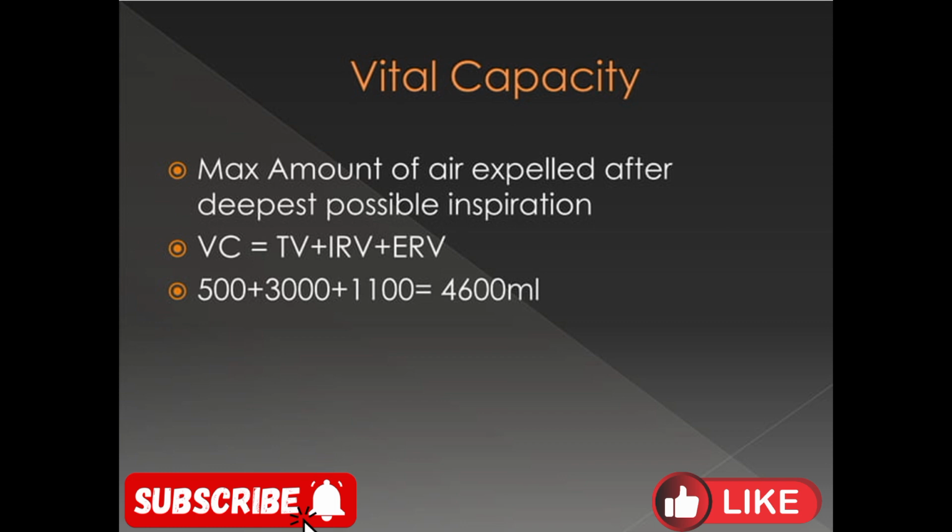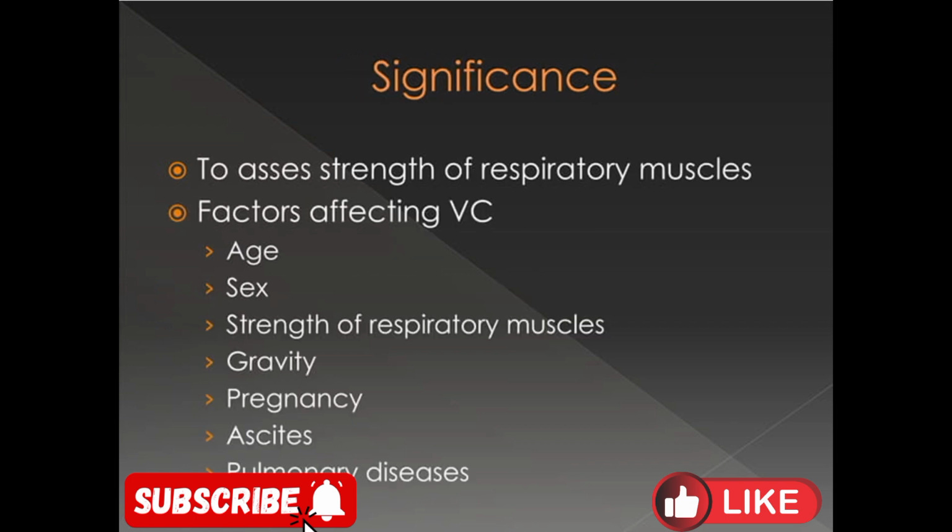Then what is vital capacity? The maximum amount of air expelled after the deepest possible inspiration is known as vital capacity. So vital capacity is equal to tidal volume plus inspiratory reserve volume plus expiratory reserve volume. As we know, tidal volume is 500 ml and inspiratory reserve volume is 3000 ml, while 1100 ml is the expiratory reserve volume. So a total of 4600 ml is the vital capacity of human beings. Vital capacity depends upon age, sex, strength of respiratory muscles, gravity, pregnancy, ascites, and pulmonary diseases.